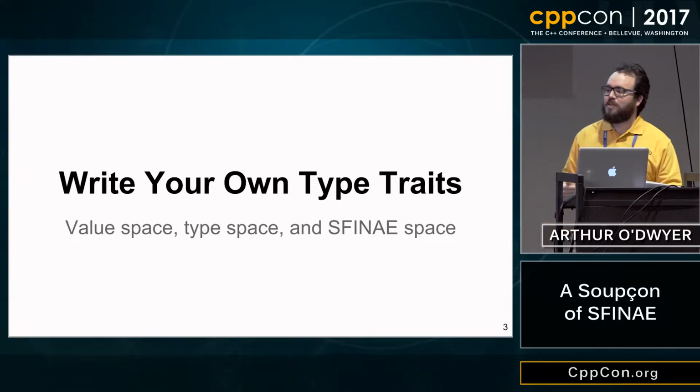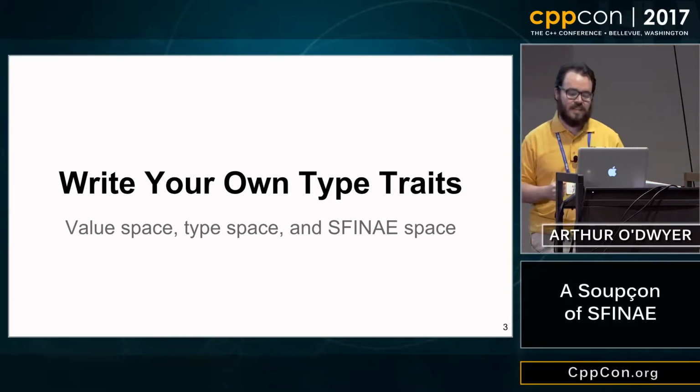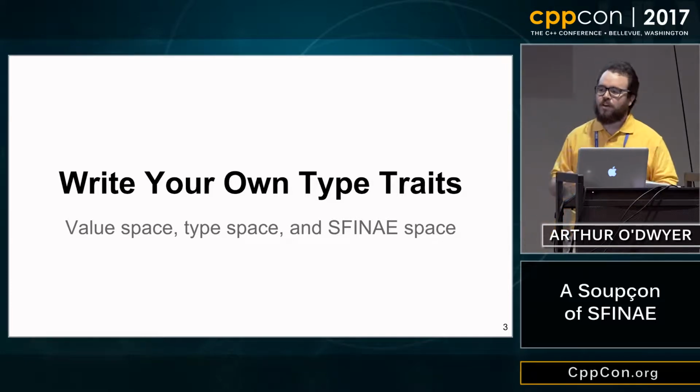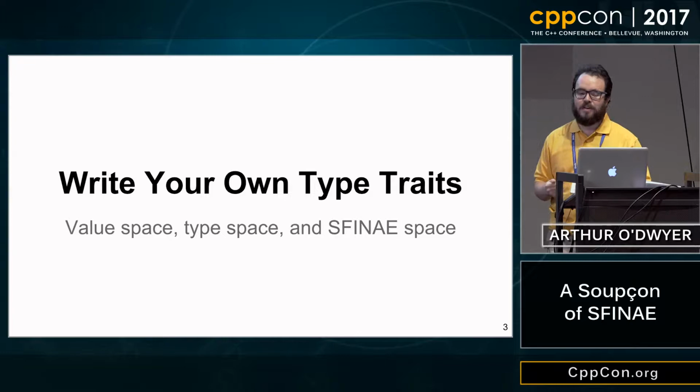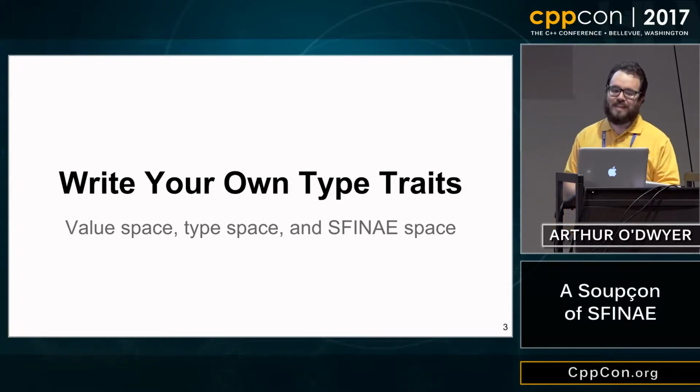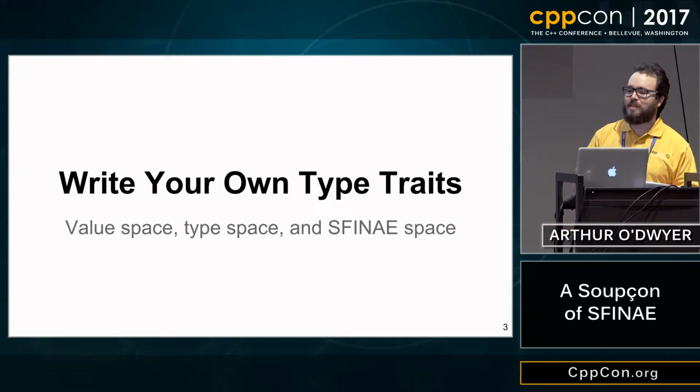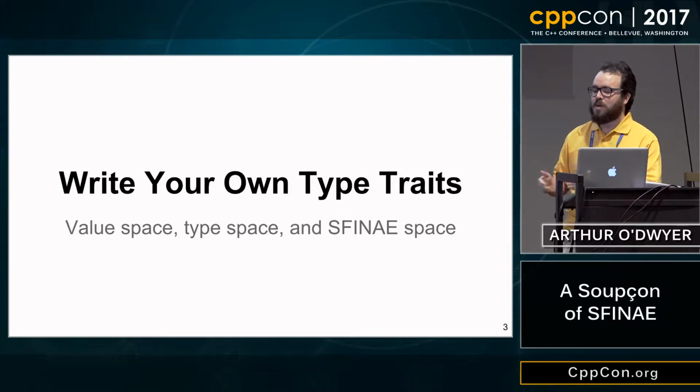And then there's also this sort of SFINAE space, which I'm not sure really has a name. I'm going to call it SFINAE space in this talk, where things can be well-formed or ill-formed. And that's the salient thing about entities in this space: are they well-formed C++ or ill-formed in a way that makes them not exist? Do they exist or not?